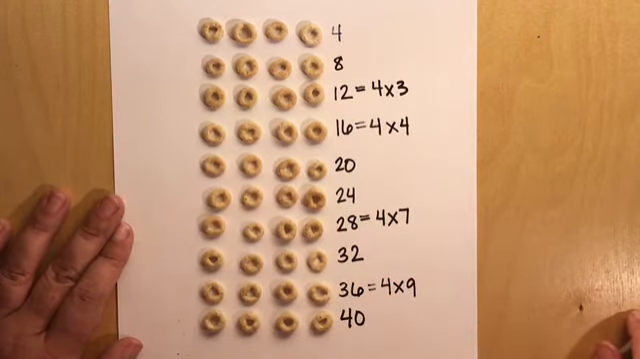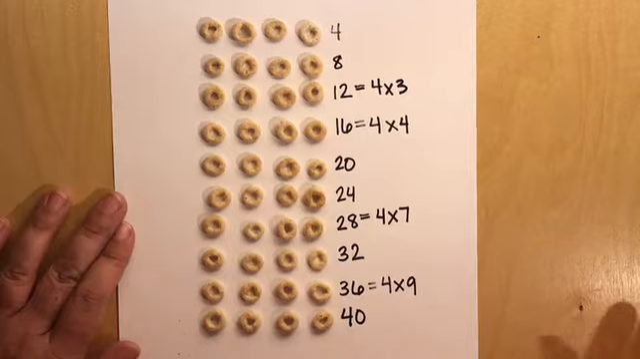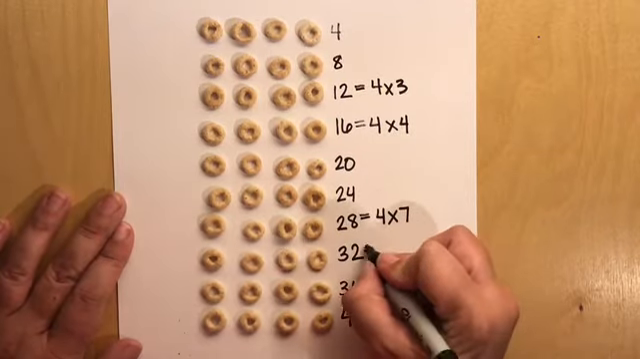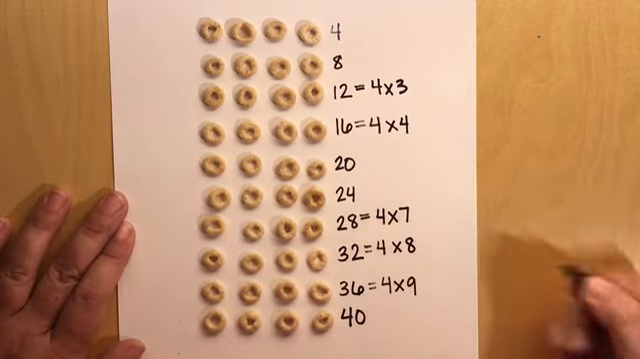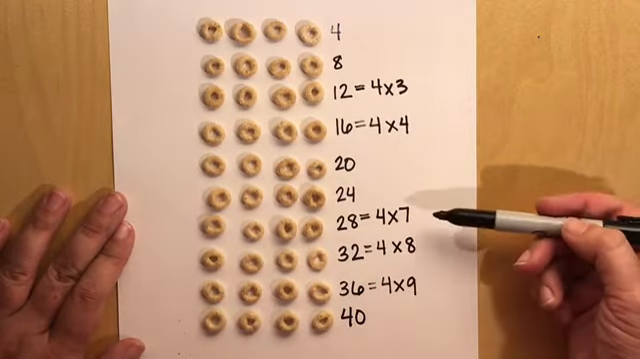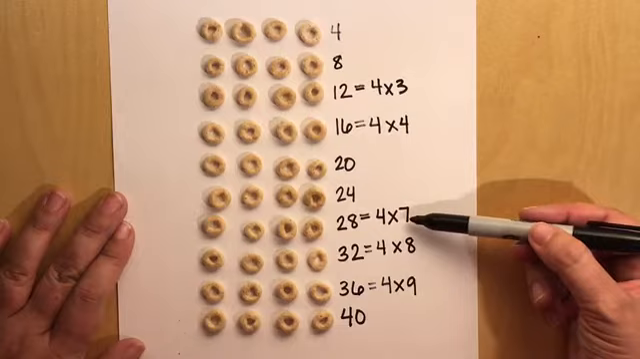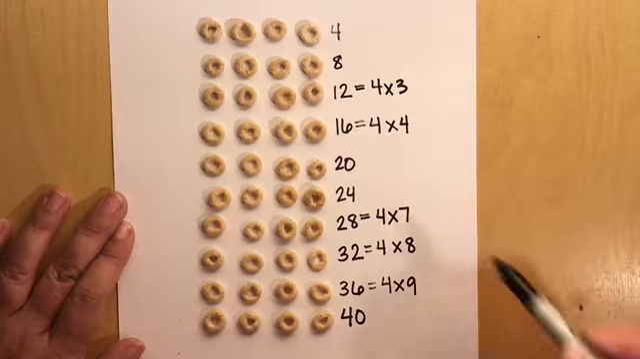Okay, the next answer is going to be 32. What's the equation for 32? You should have written 4 times 8. Because I know that 4 times 7 is here. We already did that one, so all you needed to do was just skip count one more time.